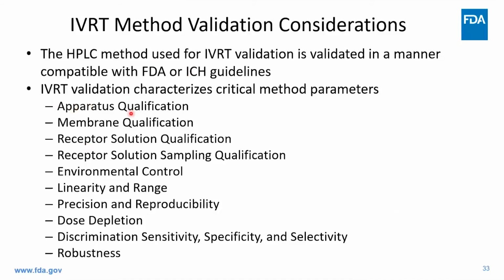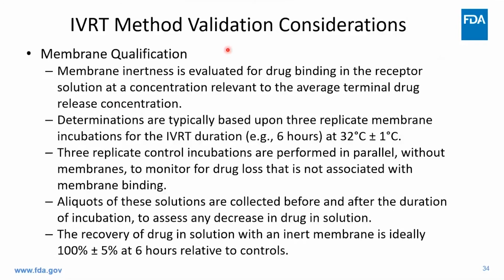And I've talked a little bit already about the apparatus qualification. I'm going to go step by step through the rest of these now. So the membrane qualification involves an evaluation of membrane inertness. And it's evaluated for drug binding in the receptor solution that you've selected at a concentration relevant to the average terminal release concentration. So you don't want to have a concentration in the receptor solution that is wildly different than the concentrations that you're seeing during your actual IVRT method.